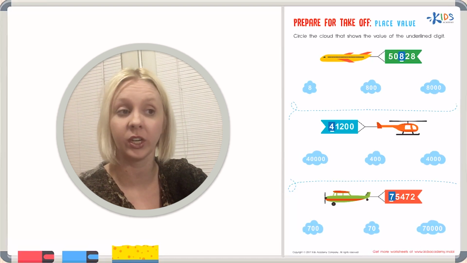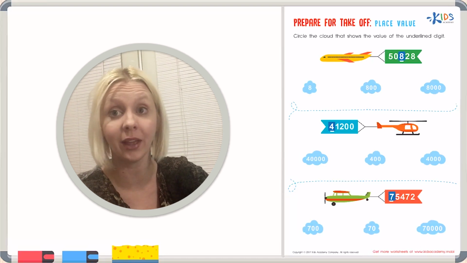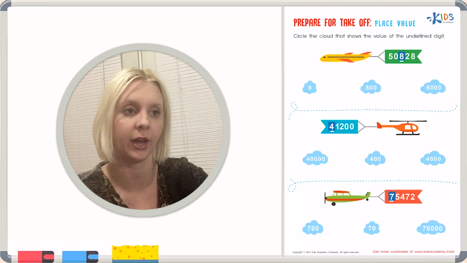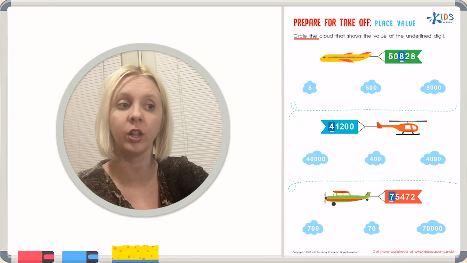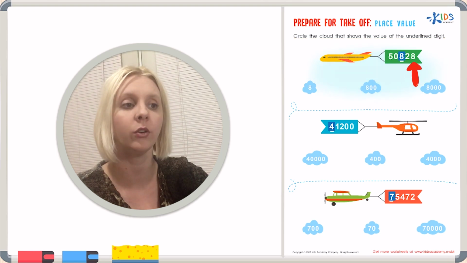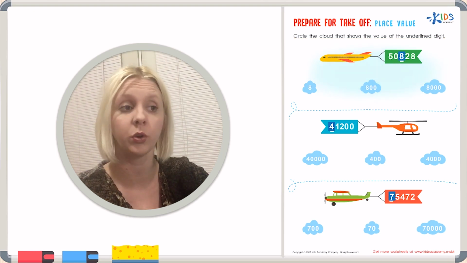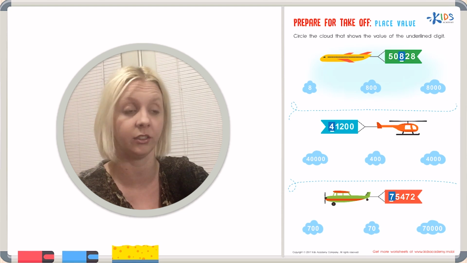Today we have a new worksheet, and the name of our worksheet is called Prepare for Takeoff Place Value. I love place values. These can be lots of fun. What we're going to do is we're going to read the directions. It says, circle the cloud that shows the value of the underlined digit. So our airplanes or our helicopters here, they are all carrying a number, and what we're trying to figure out is how much the underlined number, or the number in blue here, how much that represents.